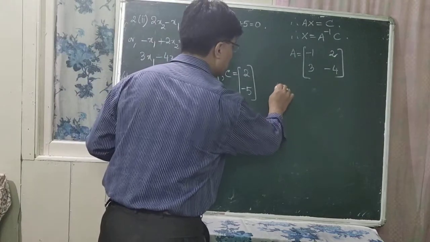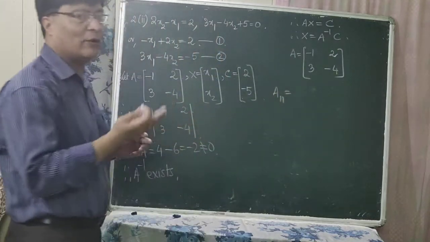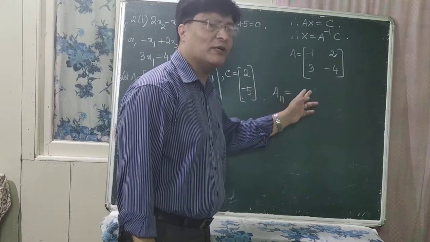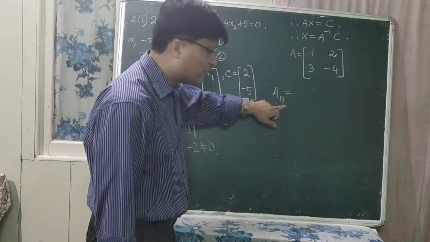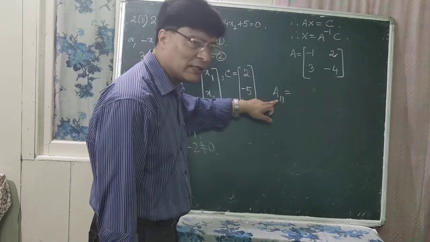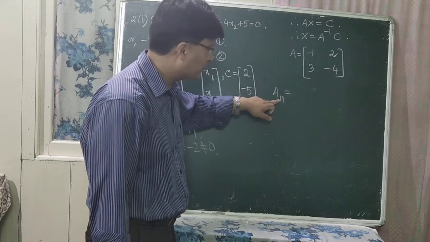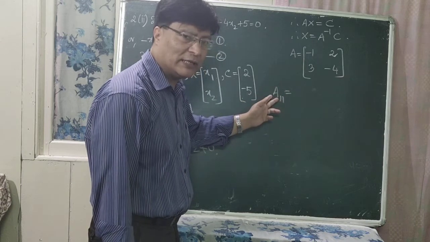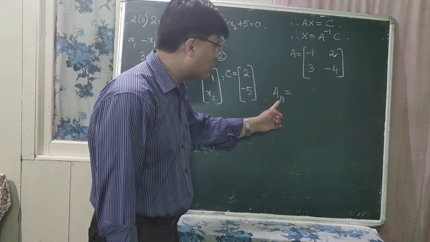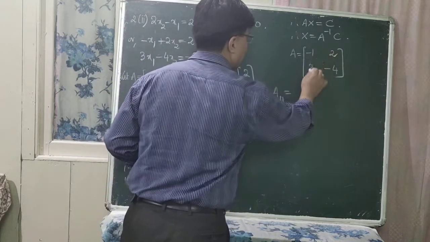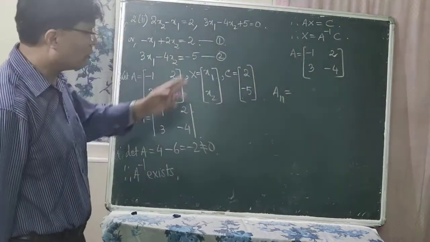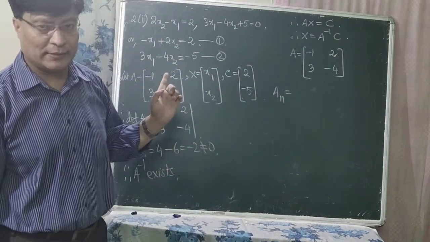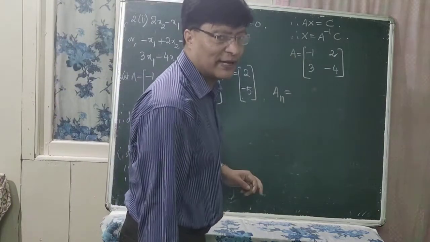That is denoted by A11. What is meant by A11? I already told you that A11 means you have to find out the cofactor of the element belonging to the first row and first column. This first number denotes the row, the second number denotes the column. That is minus 1. Small a11 is actually minus 1 out there. So you have to find out the cofactor of minus 1.